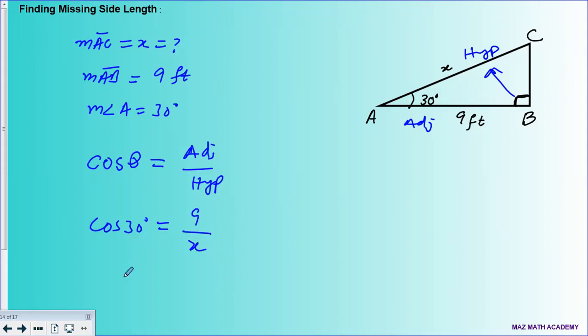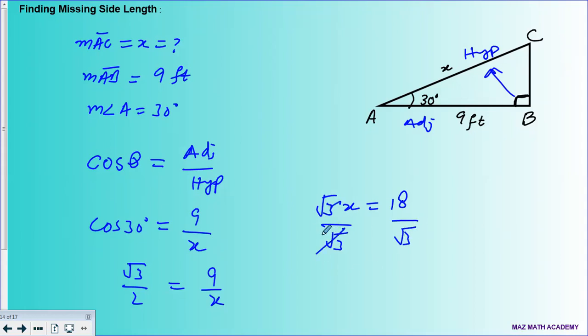Now cos 30, if you calculate it, equals square root of 3 divided by 2, equals 9 divided by x. So we cross multiply. We get square root of 3 times x equals 9 times 2, which is 18. Now divide both sides by square root of 3. We get x equals 18 divided by square root of 3.